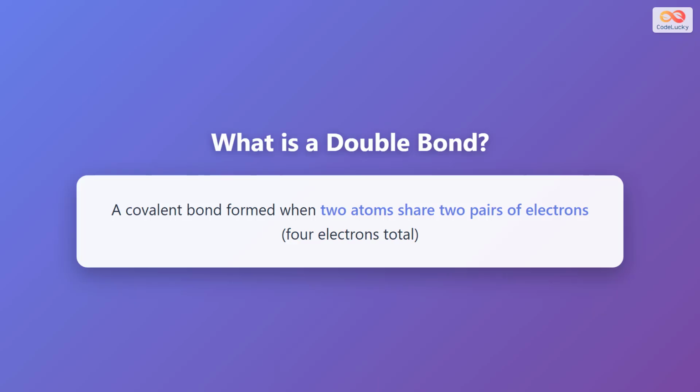A double bond is a type of covalent bond that forms when two atoms share two pairs of electrons between them. That's a total of 4 electrons being shared. This is different from a single bond, where only one pair or 2 electrons are shared. The sharing of 2 pairs of electrons creates a stronger connection between the atoms.